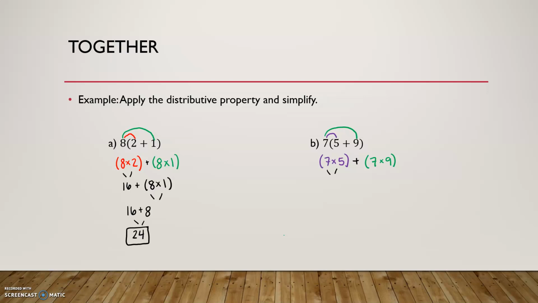So now I'm just going to work order of operations. 7 times 5 gives me 35 plus 7 times 9. If I take care of my next set of parentheses, I get 35 plus 63. And then when I add those together, I'm going to get 98.